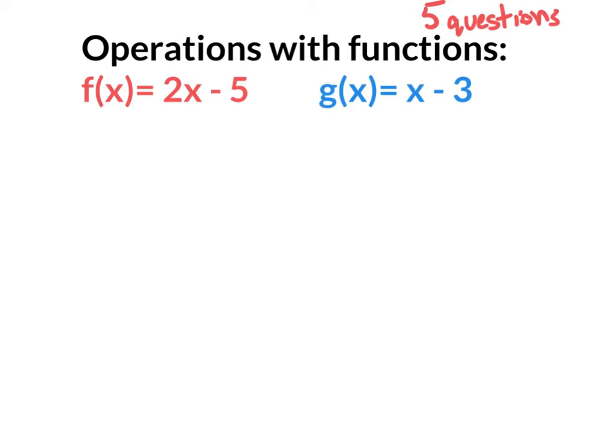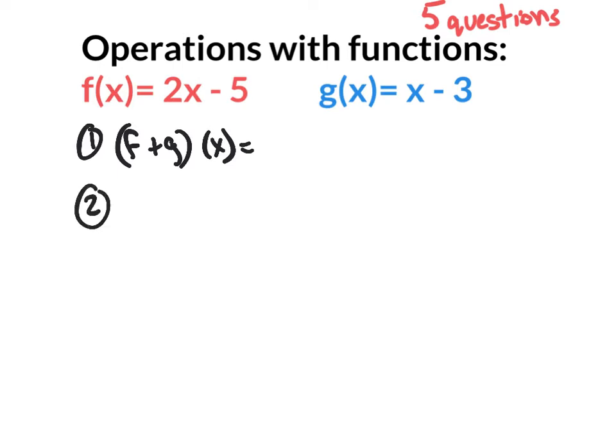And right here, I give you a f of x function and a blue g of x function. Now, what kind of 5 questions could I ask you? Well, I could ask you to do f plus g of x. That's simply telling you to add the f of x function with the g of x function. Or maybe I tell you to do like g minus f of x. That's just saying take your g of x function and then subtract your f of x function from it, which would imply that you need parentheses and distribute that minus sign.